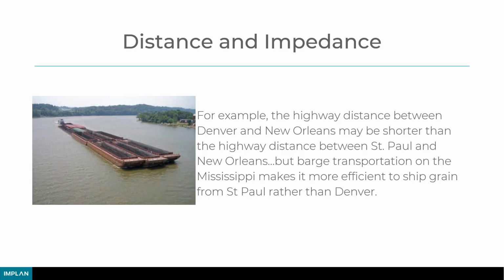But barge transportation on the Mississippi makes it more efficient to ship grain from St. Paul rather than Denver, right? So we don't have a lot of grain being shipped from the middle of the country to Denver and then to New Orleans. It's shipped to St. Paul, the Twin Cities, and then sent down the Mississippi because it's a more efficient method. So the straight line distance, or the as the crow flies distance, might be longer from St. Paul to New Orleans, but the practical economic distance is shorter. So how do we think about that? How do we take that into account?